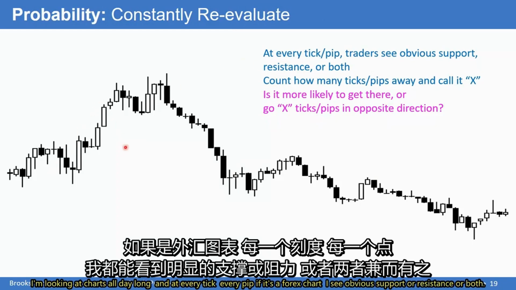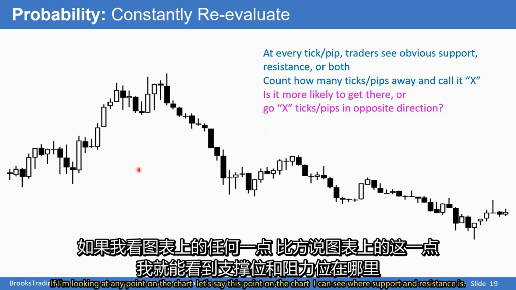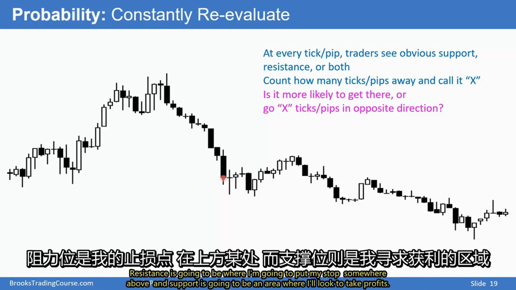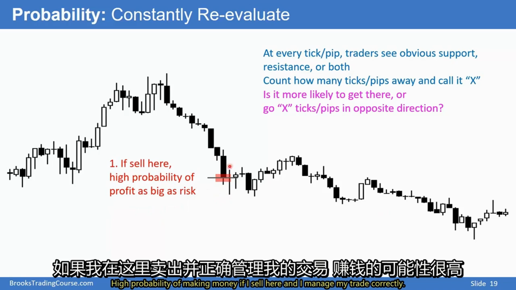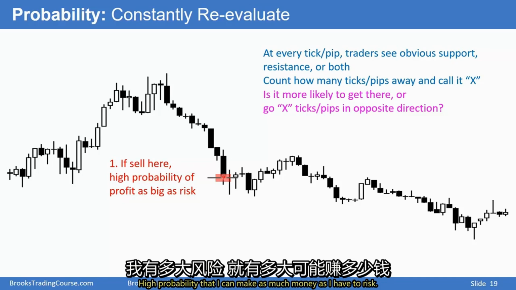I'm looking at charts all day long, and at every tick, every pip, if it's a Forex chart, I see obvious support or resistance or both. If I'm looking at any point on the chart, let's say this point on the chart, I can see where support and resistance is. Resistance is going to be where I'm going to put my stop, somewhere above, and support is going to be an area where I'll look to take profits. High probability of making money if I sell here and I manage my trade correctly. High probability that I can make as much money as I have to risk.